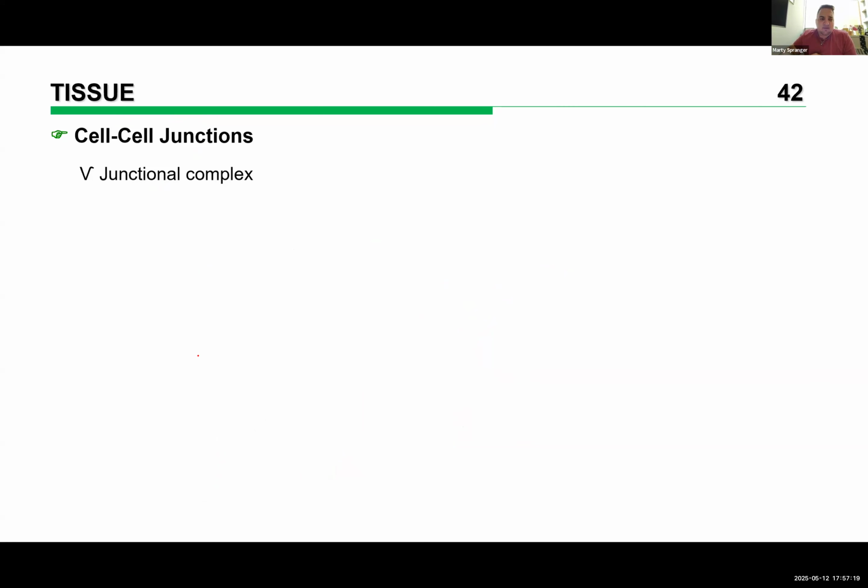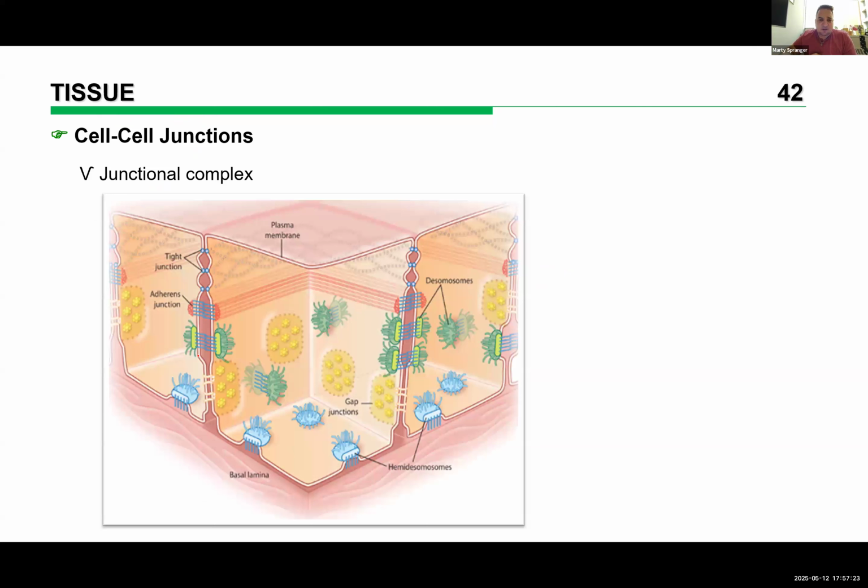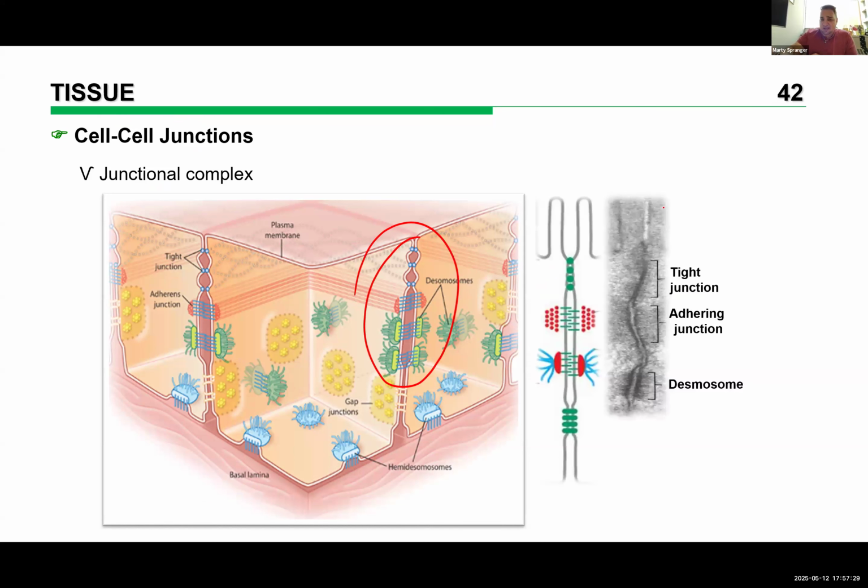All right, so lastly, we have these cell-cell junctions. What holds cells together is something that's called a junctional complex, and here it is. Here's another look at it. This is an actual image, a transmission electron micrograph. And then just an illustration to the left of it.